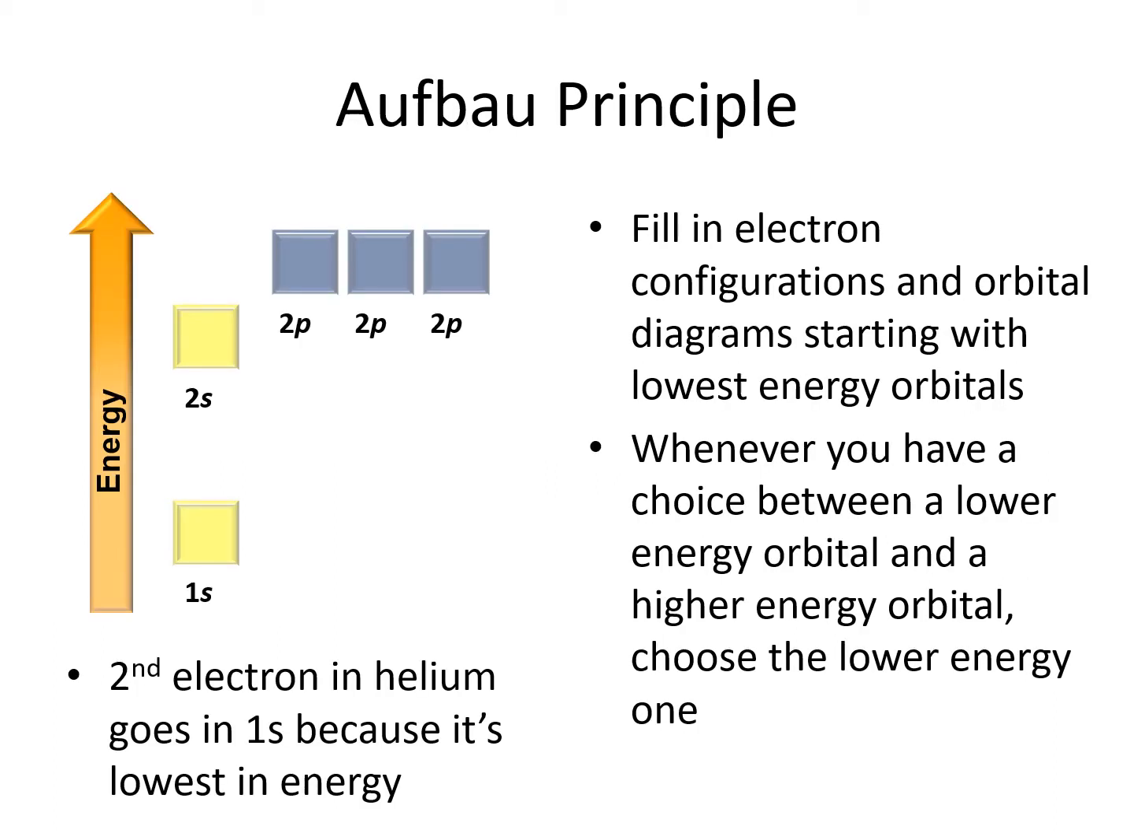As you fill in orbital diagrams with electrons, you follow the Aufbau principle, filling in lower energy orbitals first before moving to higher energy orbitals. For example, the orbital diagram for helium has 2 electrons. They both go into the 1s orbital because it is lowest in energy. You would not put one electron in the 1s and one electron in the 2s because there is room for the second electron in the lower energy 1s orbital.